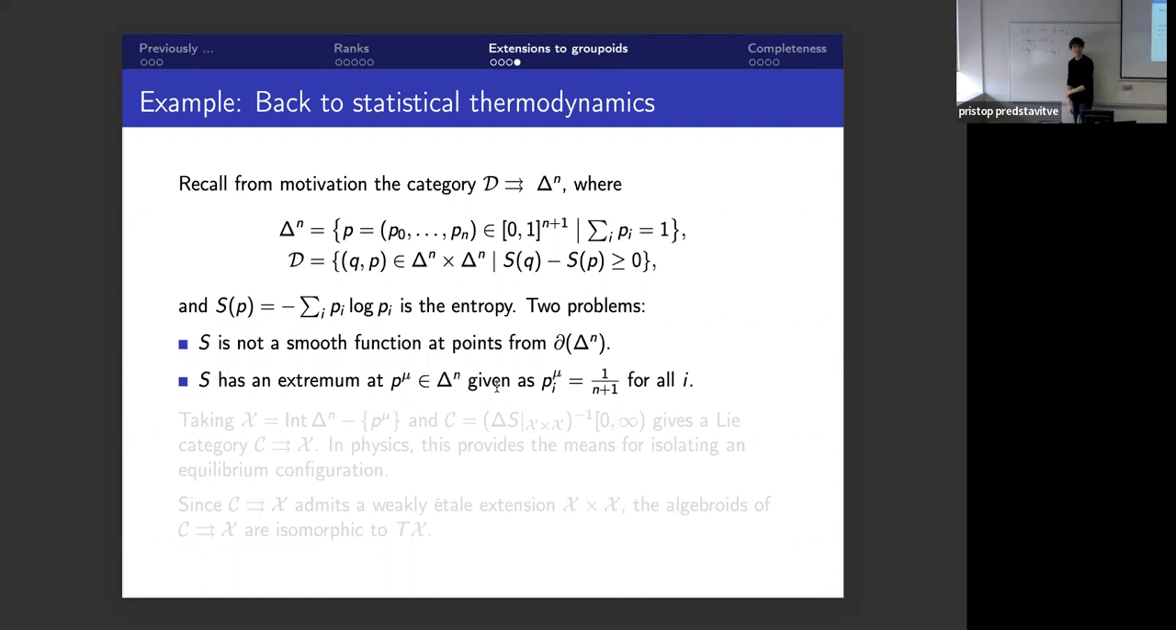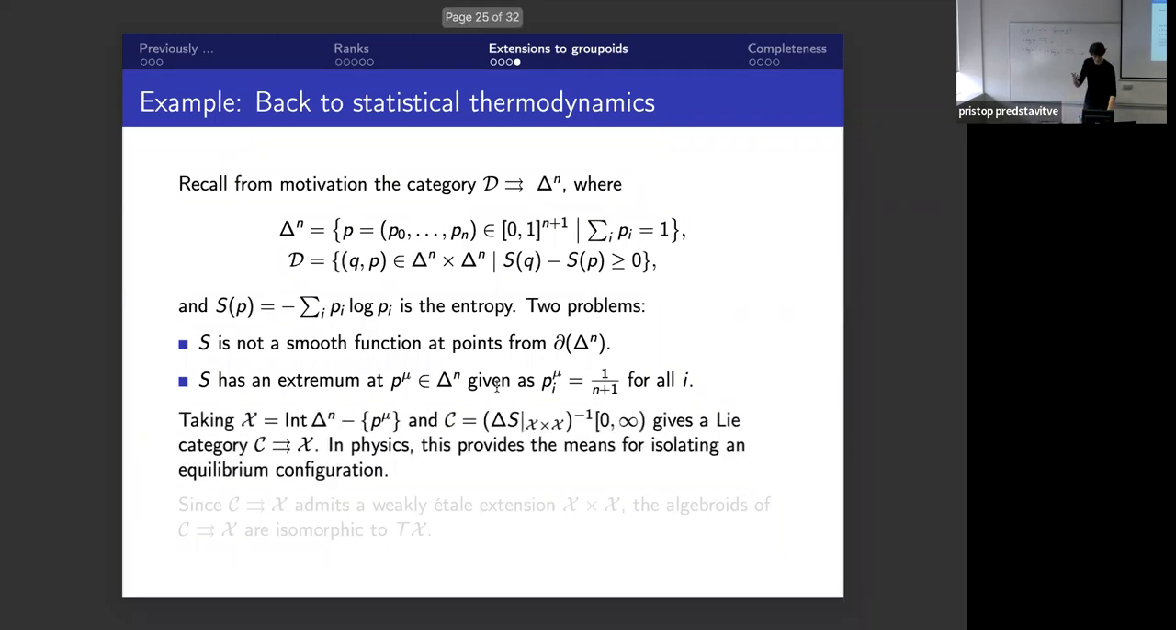And how is this physically rationalized? By the fact that in a certain way, this configuration corresponds to the equilibrium configuration at infinite temperature. So this is a physics thing. But taking the object space to be just the interior of the n-simplex without this problematic point, and taking the restriction of D to only these objects, this is indeed going to give a Lie category. This is something that we proved in our paper.